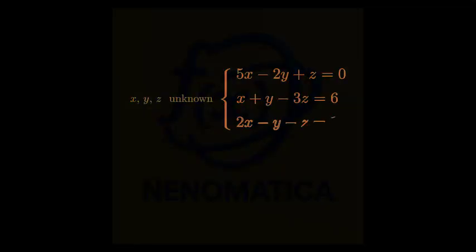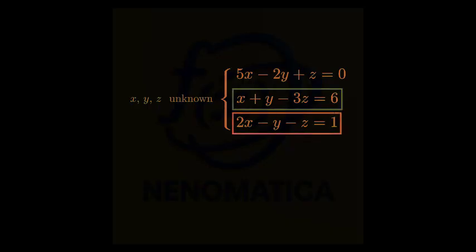5x minus 2y plus z equals 0. X plus y minus 3z equals 6. 2x minus y minus z equals 1. Step 1. Add the second and the third equations to eliminate y. The sum gives 3x minus 4z equals 7.